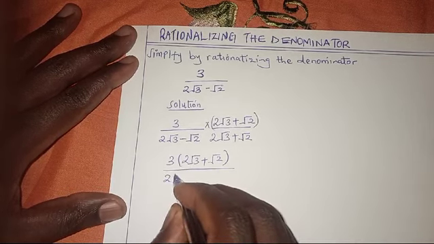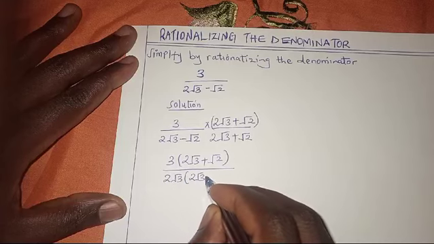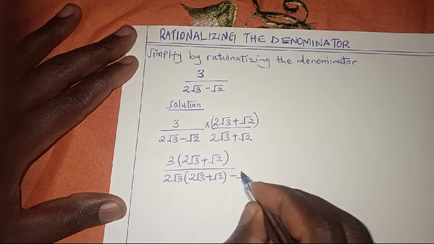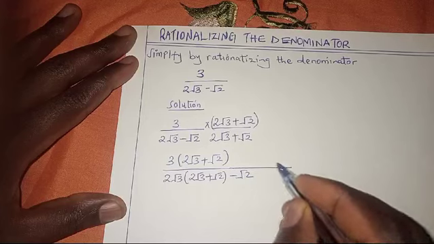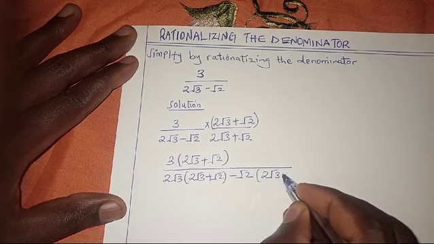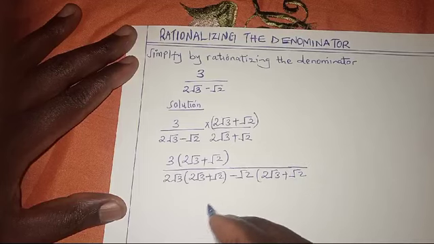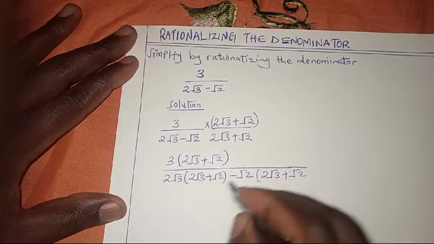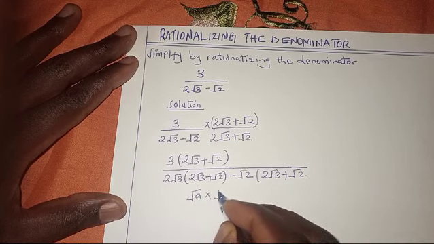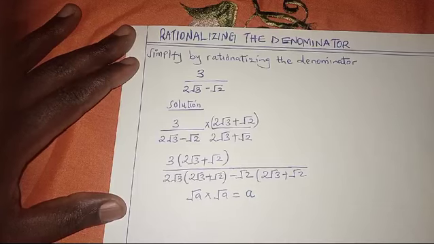It is 2 root 3, we multiply by 2 root 3 plus root 2, then minus Surd 2, we multiply by 2 Surd 3 plus Surd 2. I want us to remember that anytime we multiply a root by itself, we are going to remain with the value only. So that is what we are going to use.